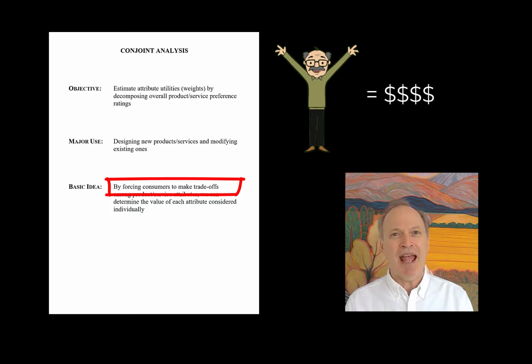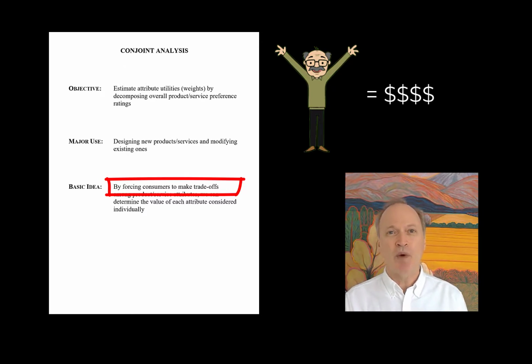So instead of asking people direct questions of what they want, you give them trade-offs. They therefore reveal indirectly what is driving their choice process. And from that, we can figure out how to actually give them the products that they're most likely to buy vis-a-vis existing competitive products.